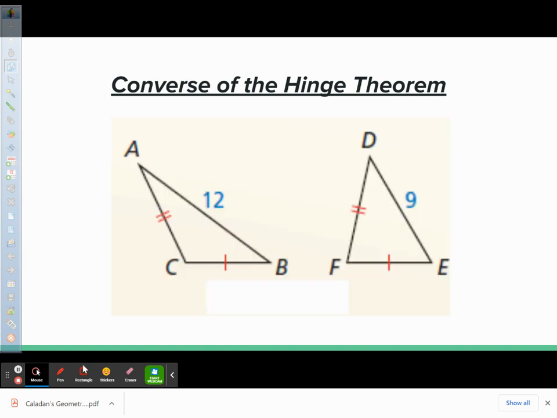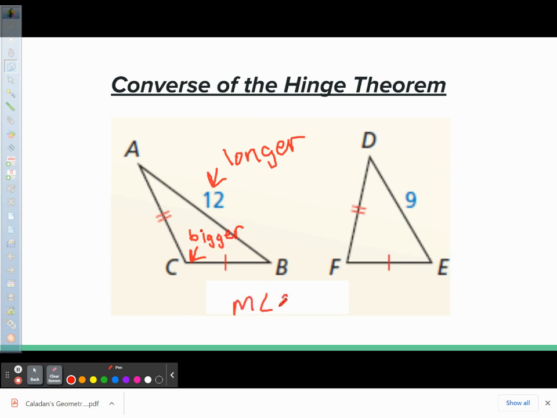So example, notice AB is 12 and DE is 9. So see how AB is longer? Then that means that angle C would be bigger. So you would write down that the measure of angle C is greater than the measure of angle F. Because 12 is bigger than 9. So if the side's bigger, the angle's bigger.